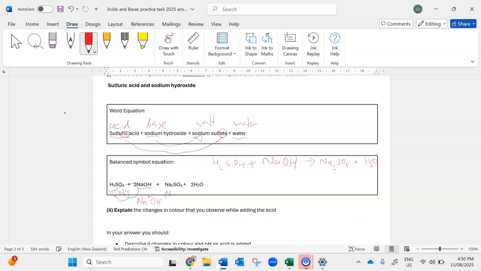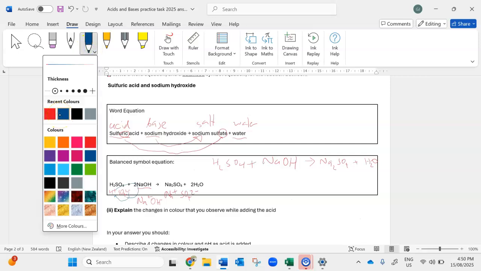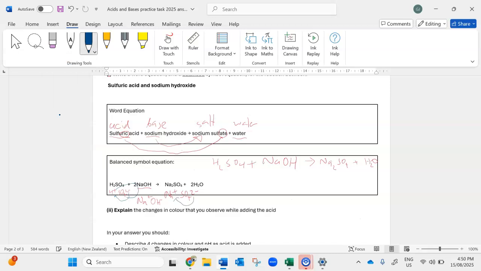Sodium ions are 1+, sulfate ions are 2-. So we swap and drop, the 2 goes there and the 1 goes here, so I get Na2SO4, and hopefully everybody knows that the formula for water is H2O. Okay, but the balanced part, what have we got to do there? What we have to do is we have to do a tally.